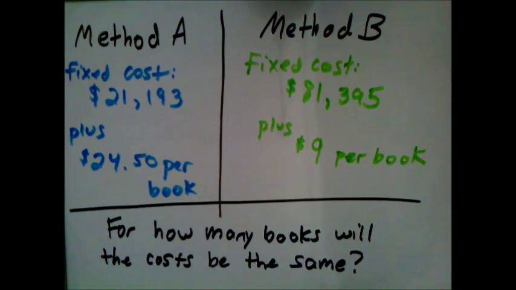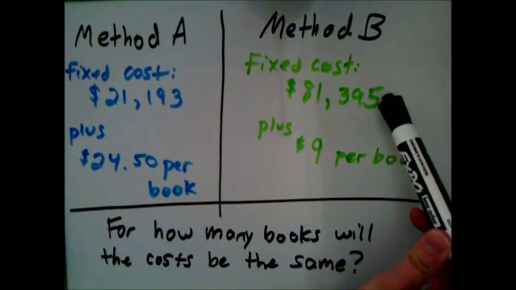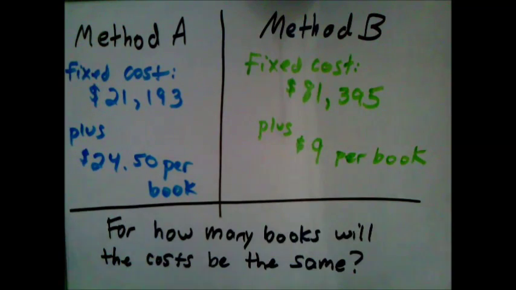Here we're going to look at setting up an equation to solve this scenario. We're going to print some books and we're trying to decide which method to use. You can probably see that one of them has a lower fixed cost but more cost per book, and another one has a higher fixed cost but it costs less per book.